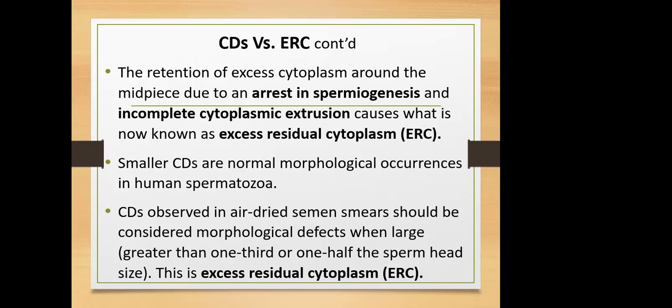So on the whole, smaller CDs, and for that matter, smaller cytoplasmic droplets are normal morphological occurrences in human spermatozoa. So you don't say that you have seen a cytoplasmic droplet and therefore it's an abnormality. It's normal, unless what you are seeing is large. So the last point is that CDs, cytoplasmic droplets observed in air-dry semen smears, that is, if you have done your semen and you want to check on the morphology.